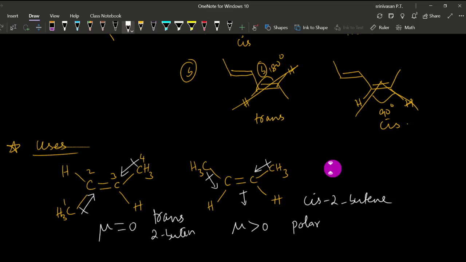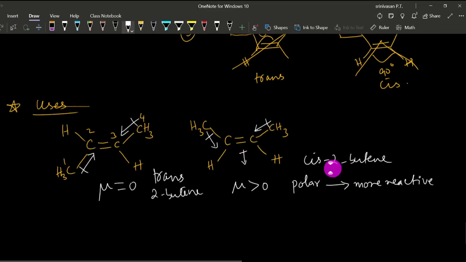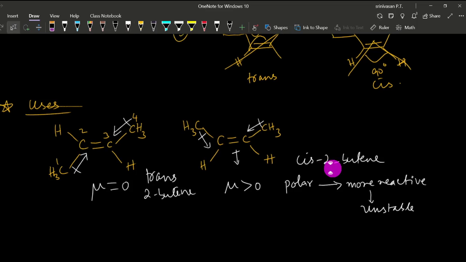Trans 2-butene is non-polar, and cis 2-butene is polar, so this will be more reactive because it is polar, and therefore it will be unstable. Trans 2-butene has mu equal to 0, so it is less reactive, and therefore we can say that this is less reactive, or vice versa. We can say this is more stable or most stable. Trans compounds are most stable.